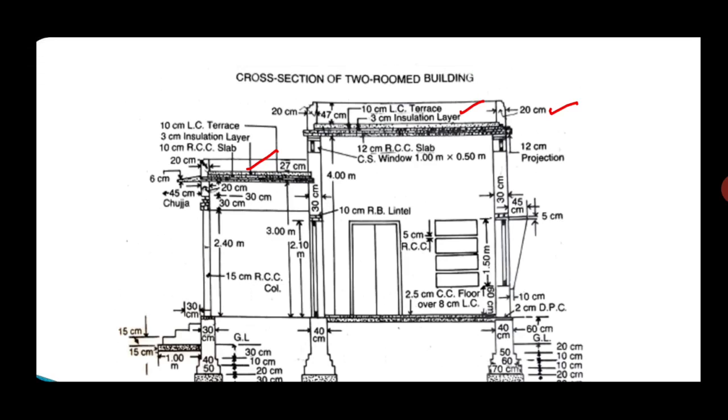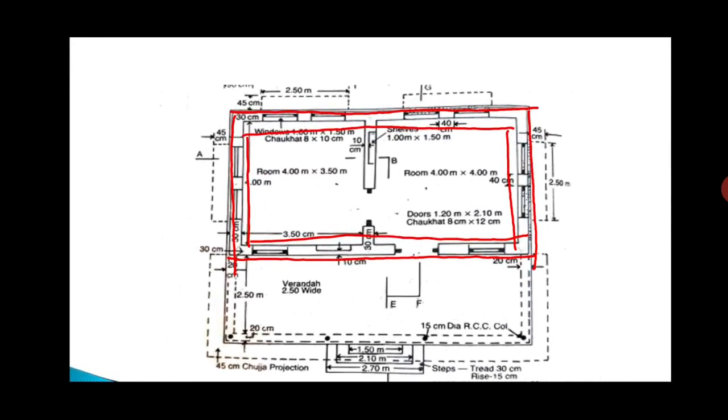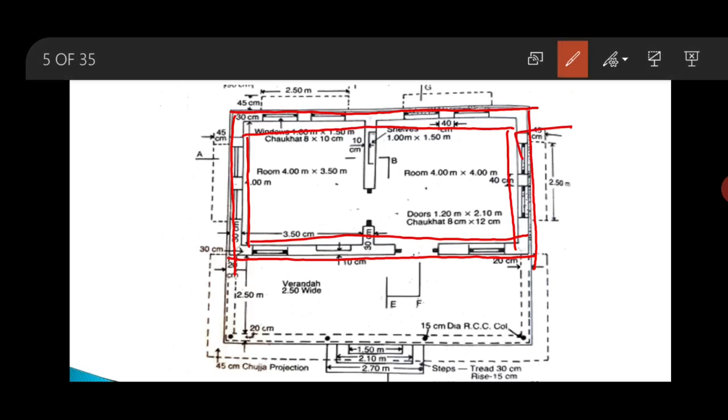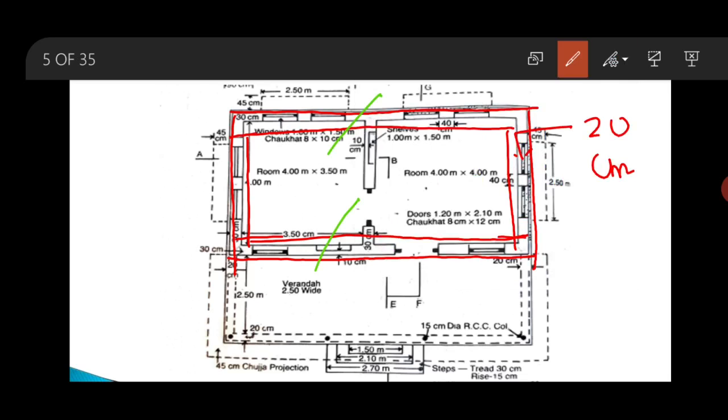Okay, so now I will show you in the plan also. So the parapet will be provided like this. It will cover the entire portion, and here this is the width of the parapet which is given as 20 centimeter. So similarly, as for the room, we will divide this parapet into two parts. One is long wall and second one is short wall. So these two are considered as long wall of the parapet.